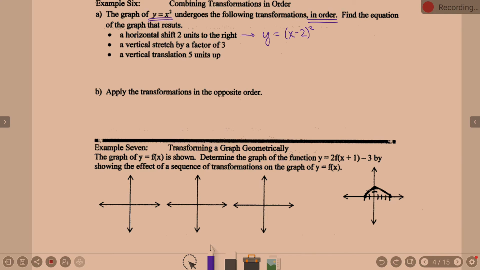Now we're going to take that equation and do a vertical stretch by a factor of 3. How do I show a vertical stretch by a factor of 3? Multiplication of 3 on this. Where are we going to multiply that 3? Like you're distributing, except we're not actually going to distribute. So we're just going to say 3 times x minus 2 squared. I'm not going to distribute because that's not just x minus 2, that's x minus 2 squared. I would have to FOIL that out before I could distribute, and we're not doing that.